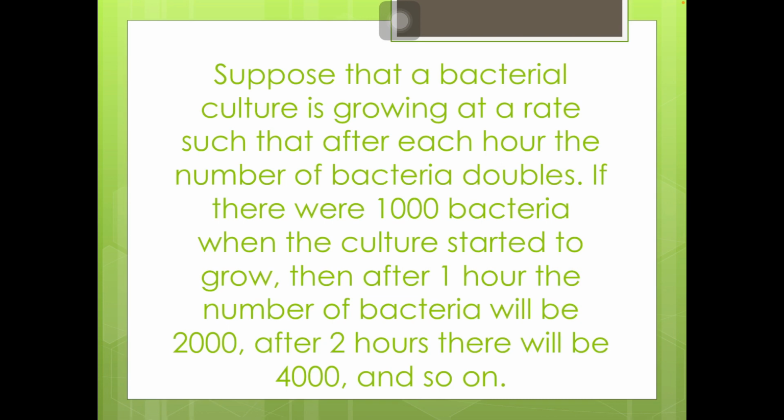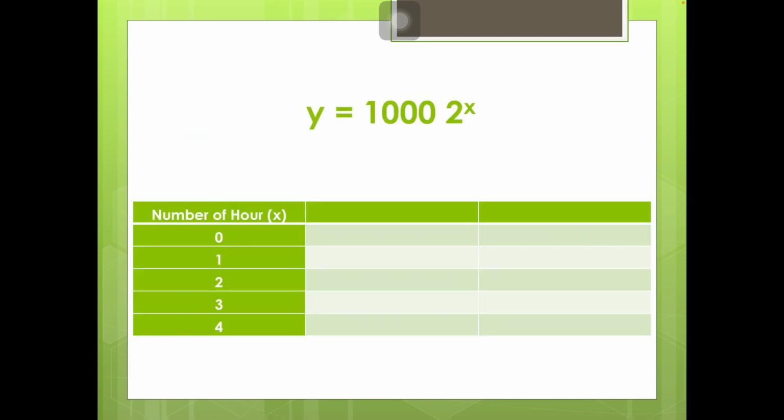Suppose that a bacterial culture is growing at a rate such that after each hour, the number of bacteria doubles. If there were 1,000 bacteria when the culture started to grow, then after 1 hour, the number of bacteria will be 2,000. After 2 hours, there will be 4,000 and so on. So our equation will be y is equal to 1,000 times 2 raised to x.